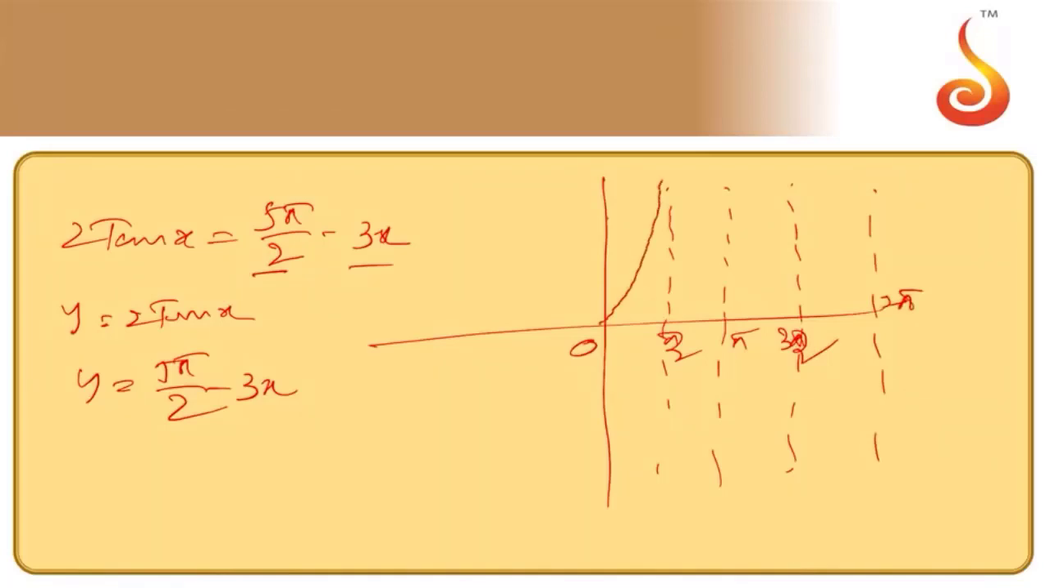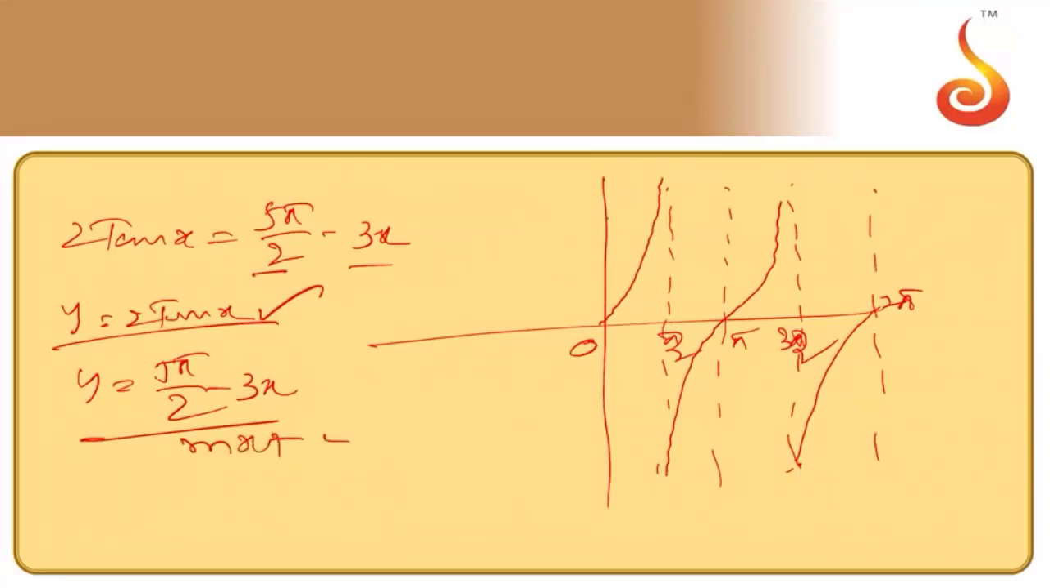3 pi by 2 and 2 pi. The tan x graph looks like this one, up to infinity, and it looks like this, and one more curve comes like this, and this is the y equals 2 tan x graph.